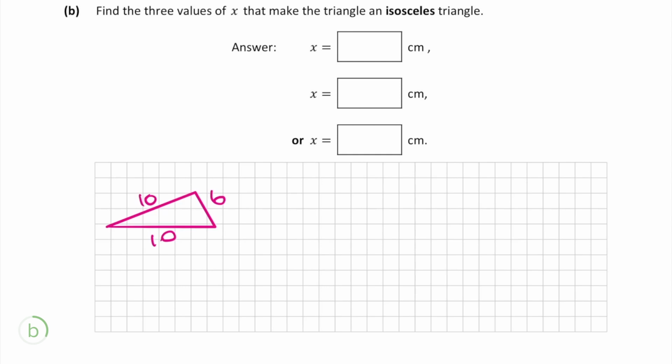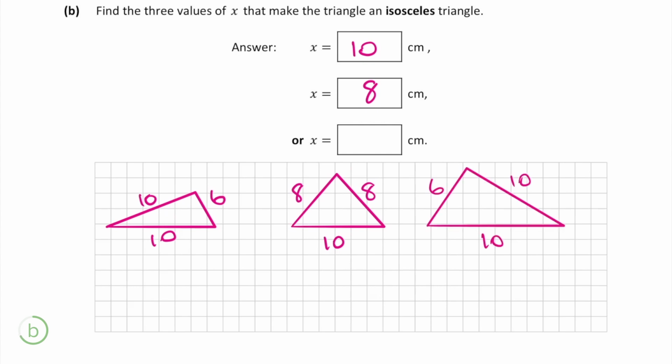The first possibility for this is if the base is 10, the side x is 10, and the other side is 6. So since x is 10 in this case, that's what we write into the box. Another possibility is that we keep the base at 10 and both other sides are 8 centimeters. In this case, x is 8 centimeters.